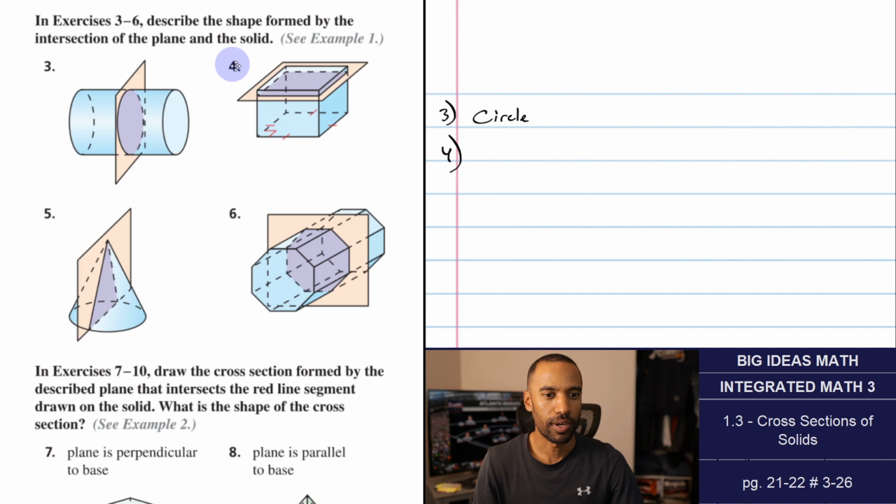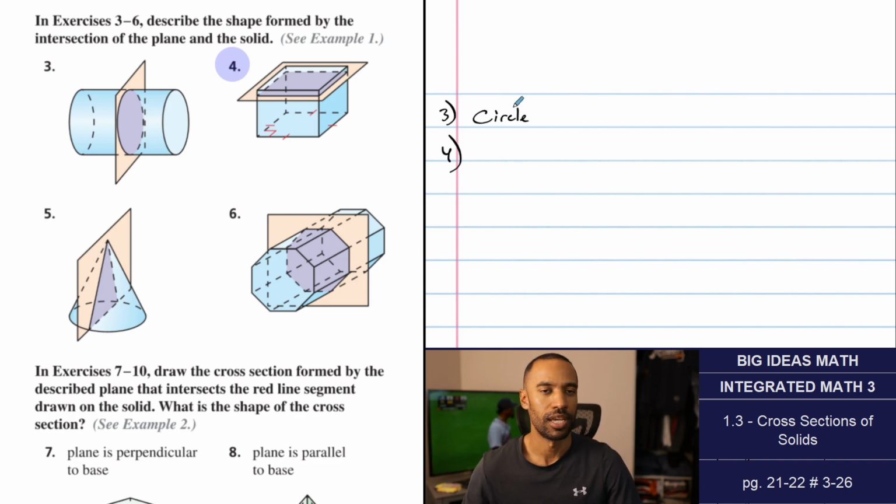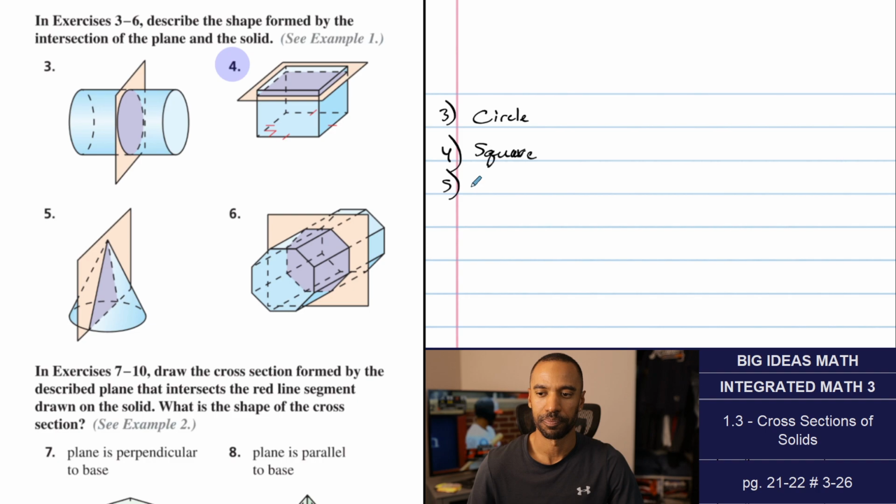Number 4, you can see that this base here has all congruent sides and a right angle. A rhombus with a right angle is known as a square. This cross-section is horizontal and parallel to that base. This cross-section is also a square. This cross-section, too, is a square, just like its bases. And like the cylinder, those bases, this cross-section was parallel to those bases as well.